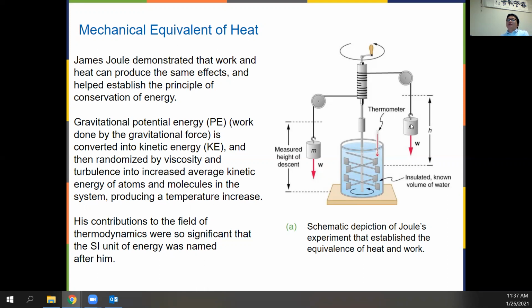But here, when you have two weights drop down, then you have a gravitational potential energy change, which Joule monitored. The temperature of the water here increases due to that. So this demonstrates that you can convert gravitational potential energy into heat added to the water, because if you add heat to the water, then the temperature of the water will increase, okay?